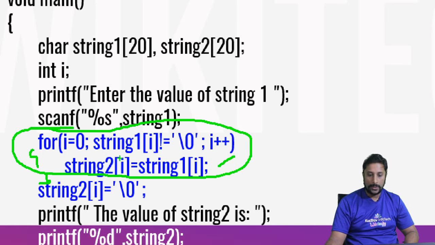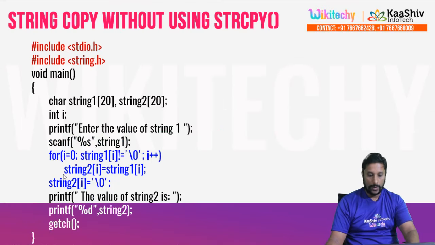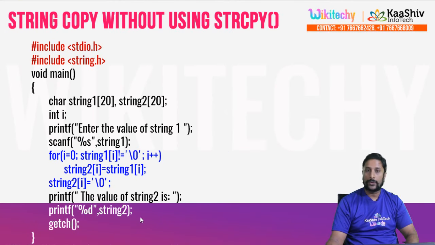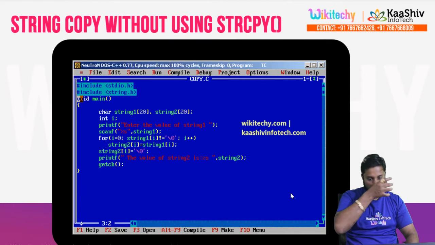So string 1 of 0 will go here, string 1 of 1 will go to 1, 2 will go to 2, 3 will go to 3. Automatically the entire string will be going here, and finally it's ended with the null character, and finally I am trying to print string 2. Let's move on to the program.